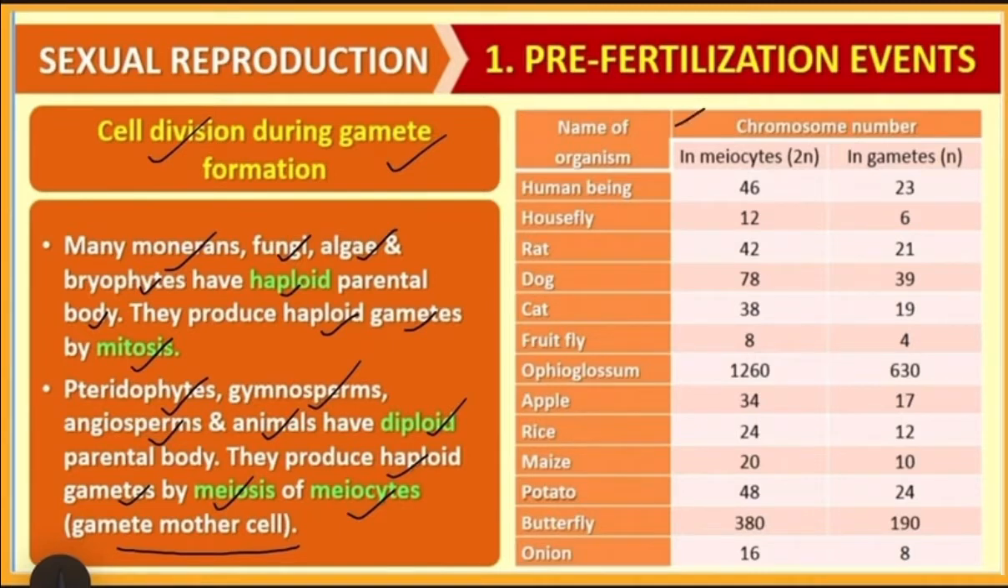These are the number of chromosomes present in the meiocytes of human beings, housefly, rat, etc. And these are the number of chromosomes present in their gametes. If the number of chromosomes in the meiocytes is 46, then the number of chromosomes in the gametes is 23. You can see here fruit fly. If the number of chromosomes in the meiocytes is 8, then in the gametes it is 4. You can see in the onion, if the number of chromosomes in the meiocytes is 16, then the number of chromosomes in the gametes is 8. So gametes are haploid cells.